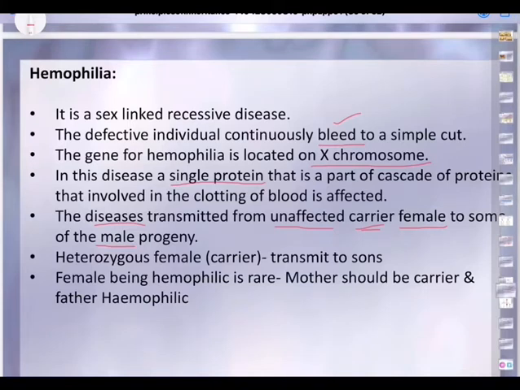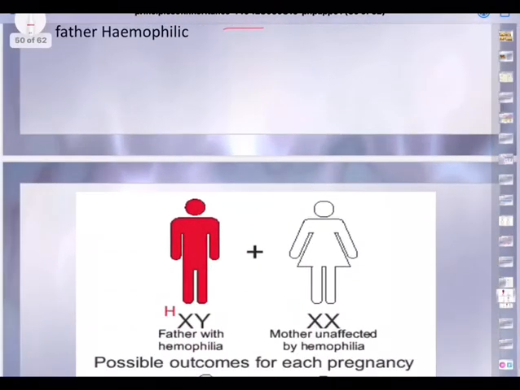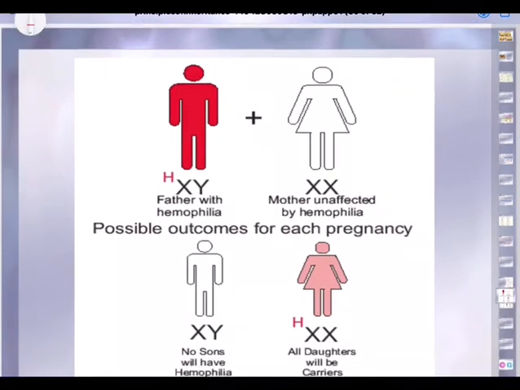She is not suffering. And this comes as a gift to the male progeny. So if the female has to suffer, then she has to have the gene on both her X chromosomes. Then only she will suffer. If it is only on one X chromosome, then she will be a carrier.